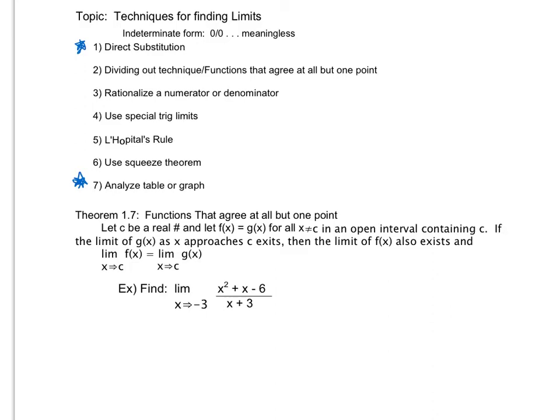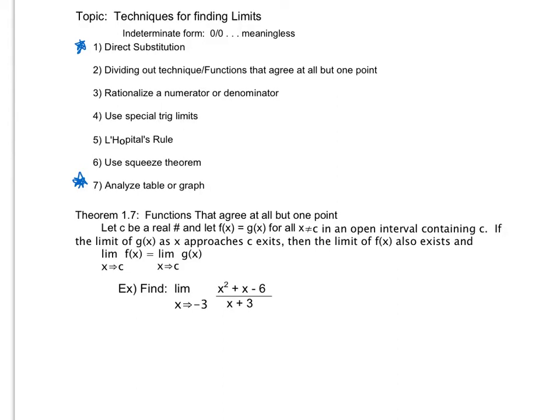Functions that agree at all but one point. So what that is really saying is, can you rewrite your function in another way so that with the exception of that one single value, the functions are completely equal? So for example, maybe there's a hole at that value in one of the functions but not in the other one. Remember, with limits, holes are no big deal, okay? Because we're just talking about what we're getting close to, not what the function actually is.